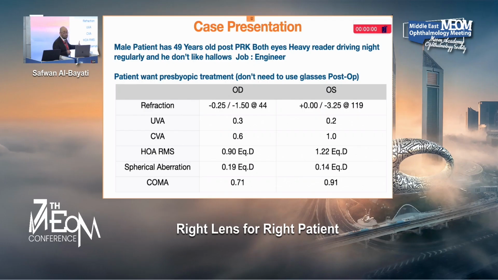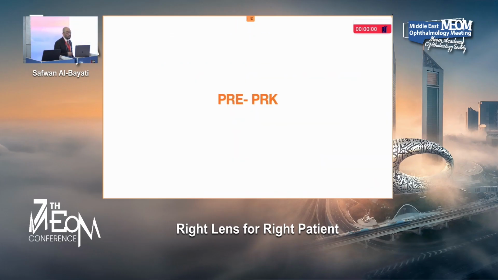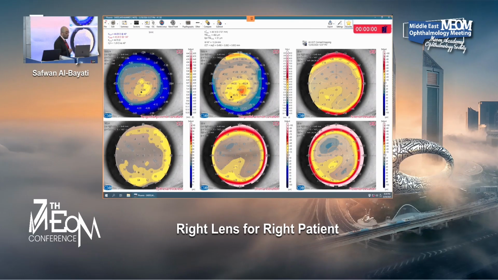And the refraction is minus 0.25 to 0.3, 0.2, corrected to 0.61. High order aberration is 0.9, 1.2. Spherical aberration 1.1, 1.1. Coma 0.7, 0.9. What will we do for this patient? I decided to correct. I have the ability to correct. I have a scan, and through the scan I can selectively treat coma and spherical aberration. So we treat. That's the picture pre-op.